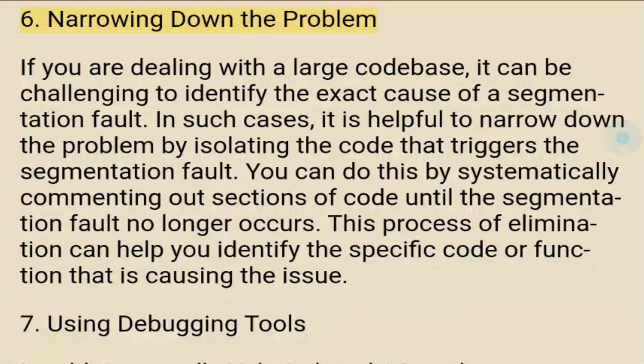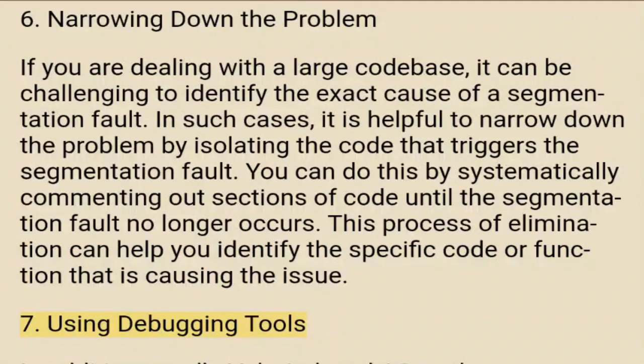6. Narrowing down the problem. If you are dealing with a large codebase, it can be challenging to identify the exact cause of a segmentation fault. In such cases, it is helpful to narrow down the problem by isolating the code that triggers the segmentation fault. You can do this by systematically commenting out sections of code until the segmentation fault no longer occurs. This process of elimination can help you identify the specific code or function that is causing the issue.